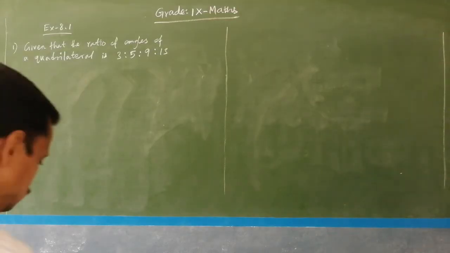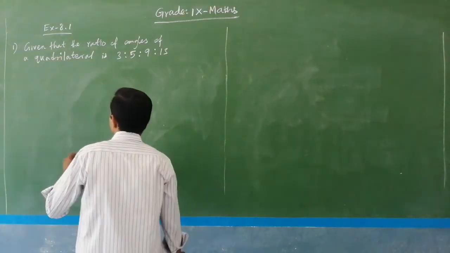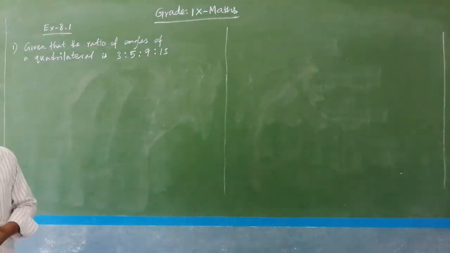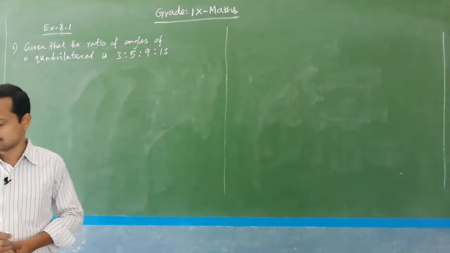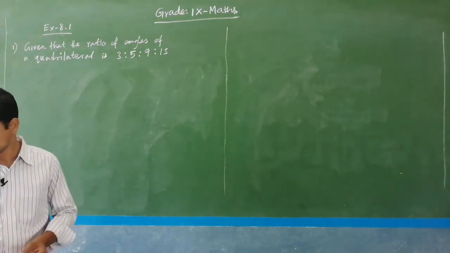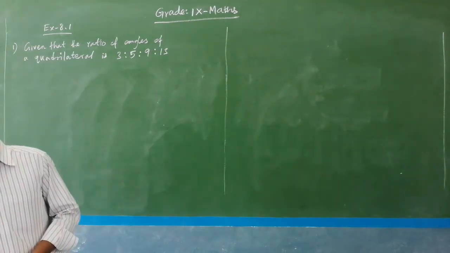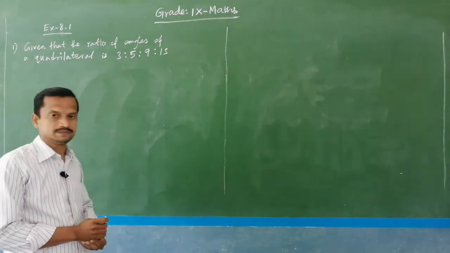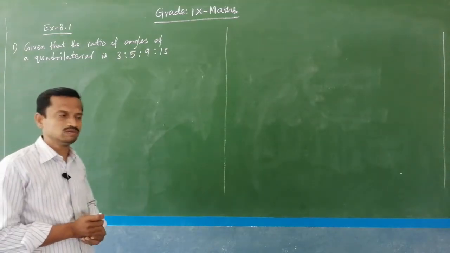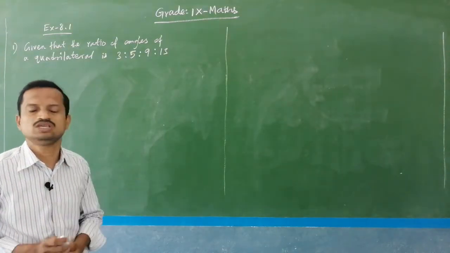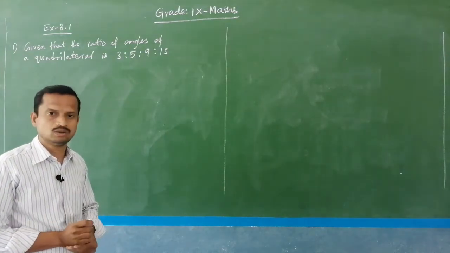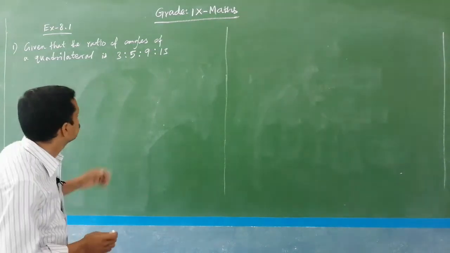Now exercise 8.1, the first sum. It is given the ratio of the angles of a quadrilateral is 3:5:9:13. Find all the angles of the quadrilateral, that is the question. So, only the ratio of the angles is given. We have to find the measure of each angle. How many angles are there in a quadrilateral? 4.